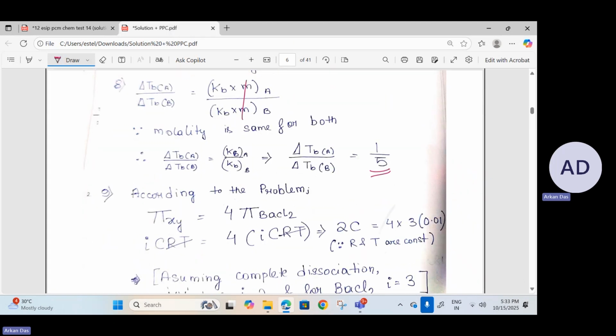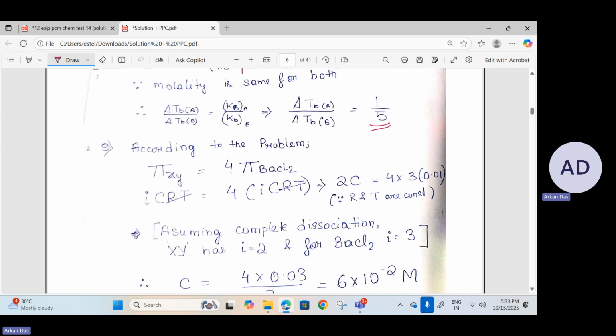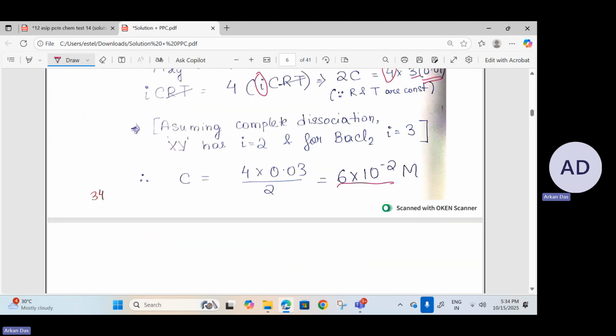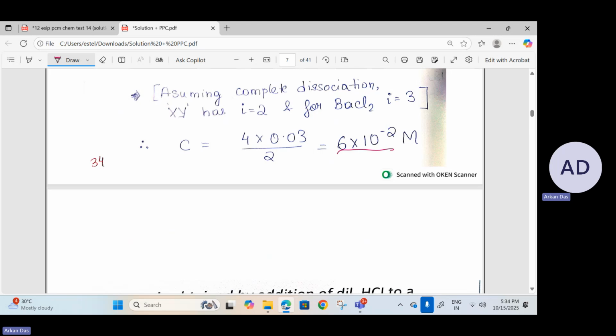The osmotic pressure of XY equals 4 times the osmotic pressure of BaCl2. BaCl2's osmotic pressure is given by the formula iCRT, where the i value is 3. RT gets cancelled out. The concentration of BaCl2 is given, which was 4 times the last one. After putting in the values, the concentration comes out as 6 into 10 to the power minus 2 molar. That is the direct answer.